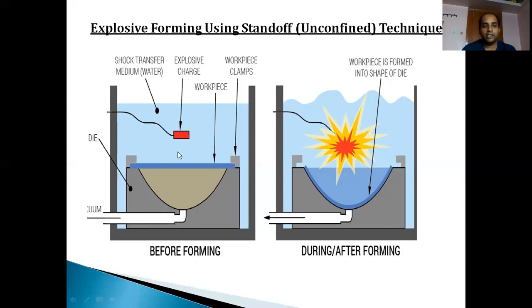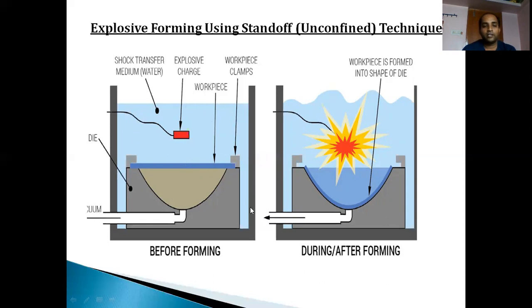Then you can see this entire assembly is placed inside the water, and from this workpiece there is some distance, you can see here. This distance we call the standoff distance. Keep this in mind: for explosive forming using the standoff technique, the explosive material you are seeing here, this red colored material, is not in direct contact with the workpiece. It is at some distance away from the workpiece. We call it the standoff distance.